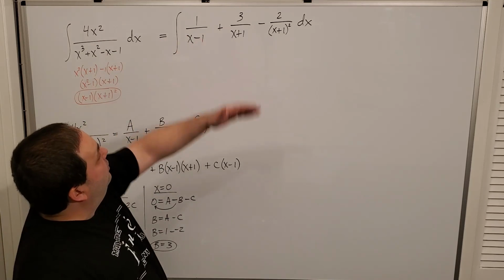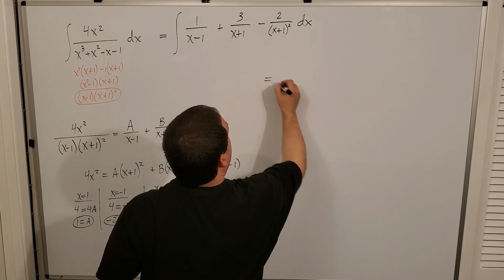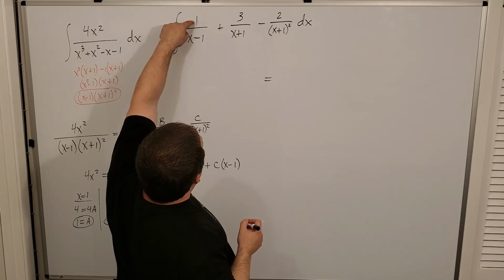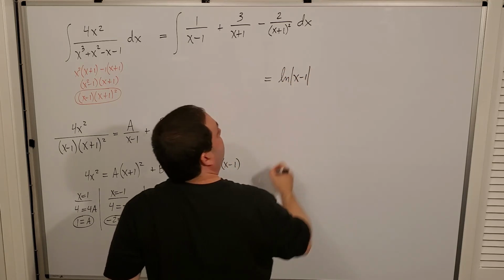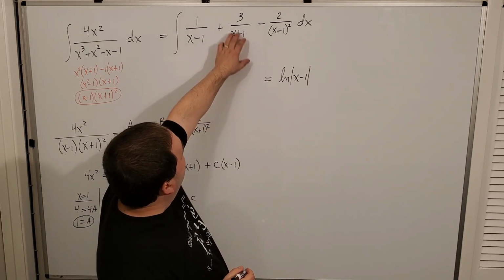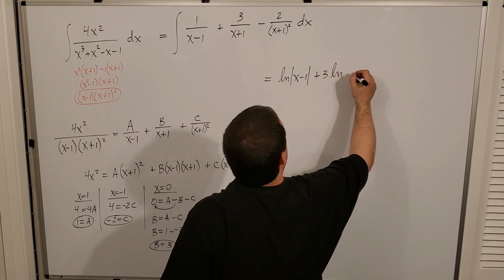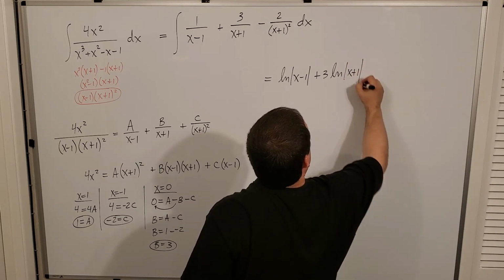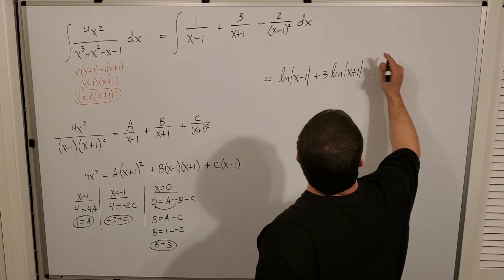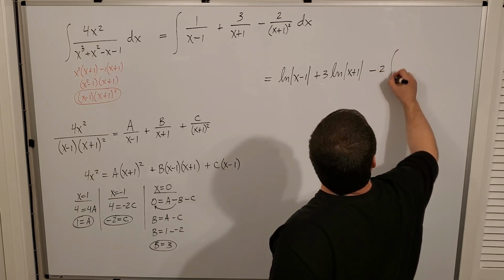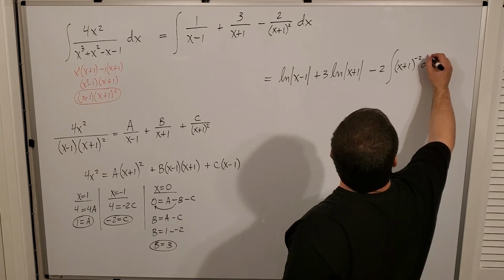And of course, I'll be doing each one separately. Okay? This is an obvious one, right? The integral of 1 over x minus 1, that's just ln, absolute value, x minus 1. Same thing, but I've got a 3 multiplied on this one. So it's plus 3 times the ln of absolute value of x plus 1. Next, I'm going to go ahead and write this one out as an integral again so that we can talk about it. Minus 2 integral, and then I have x plus 1 to the -2 dx.